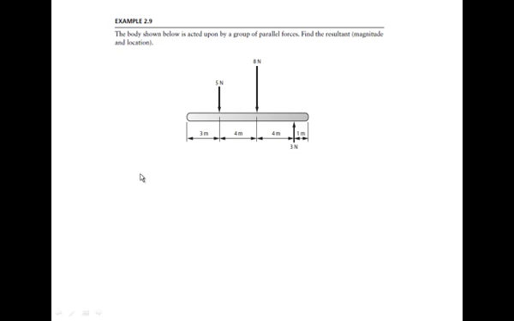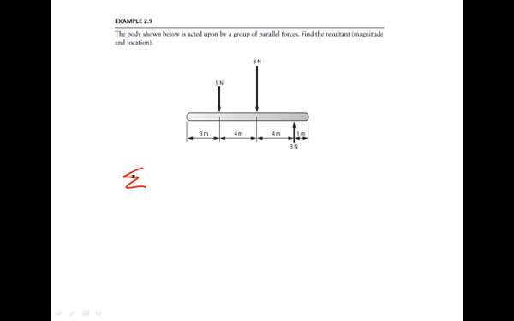In example 2.9, we're supposed to find the resultant of a group of parallel forces. The resultant of a parallel force system is very easy to find. The first thing that you need to do is simply sum up the forces in the system. And again, you assign either a positive or a negative depending upon if they go up, down, right, left.